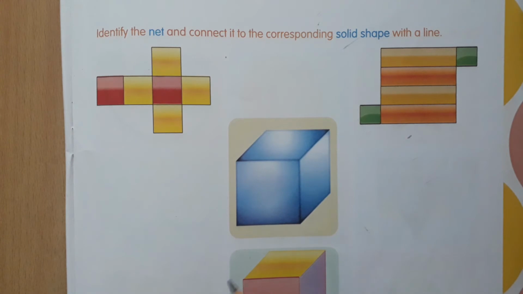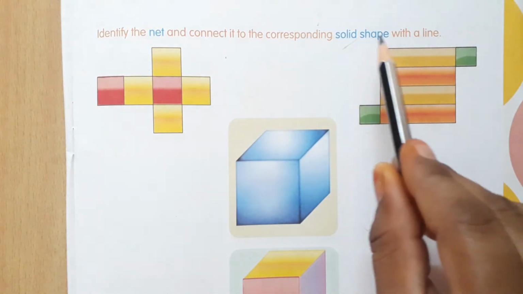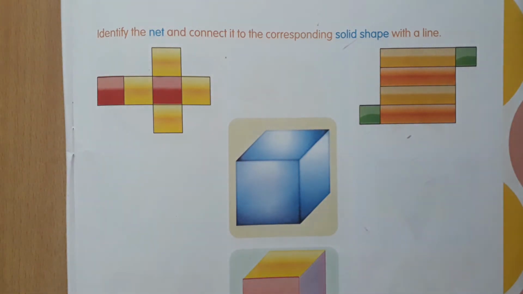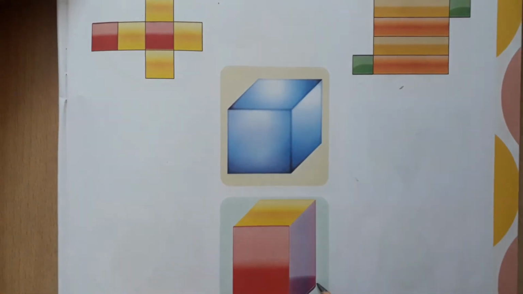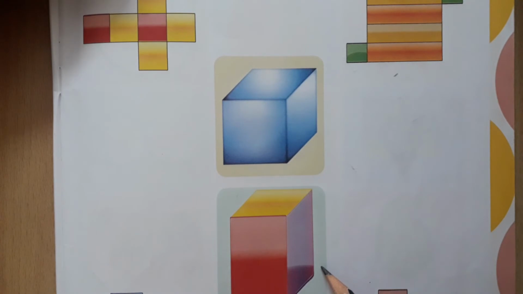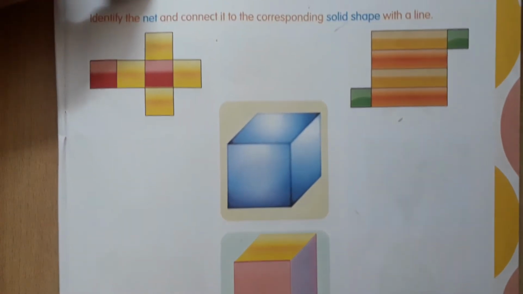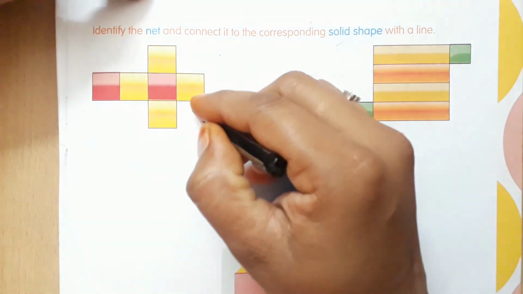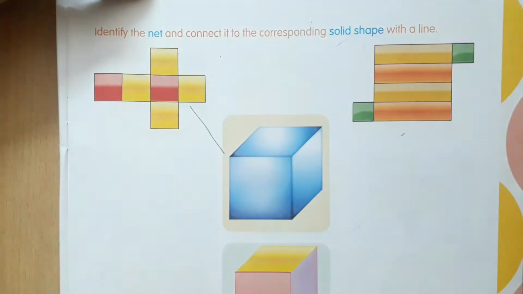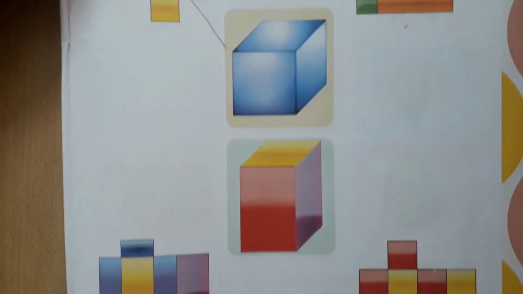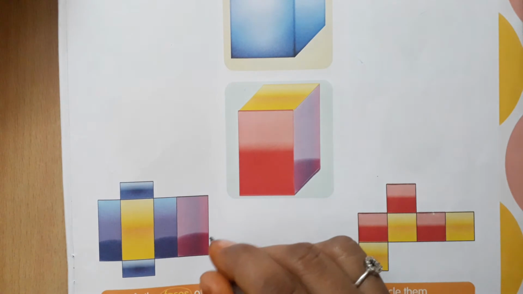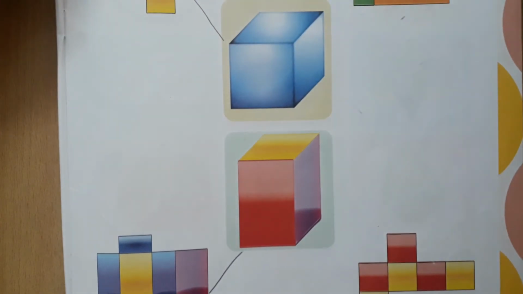Identify the net and connect it to the corresponding solid shape with a line. Look here, cube and cuboid are given and it asks us to connect each to the corresponding net form. So, this is the cube net form. And here, this is the cuboid net form. Okay. Next.